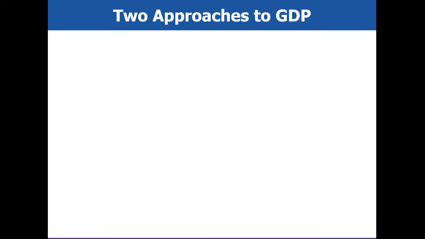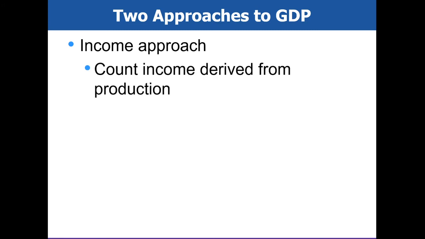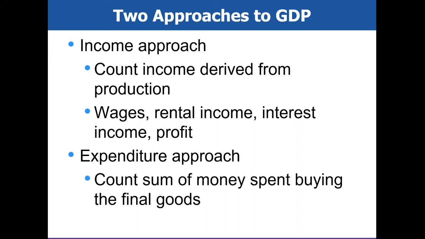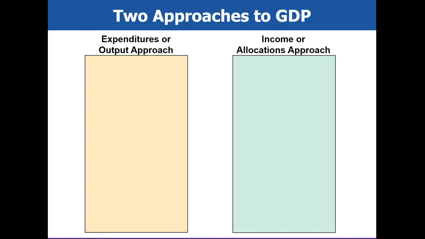All right, we have 2 approaches to do the GDP. We have an income approach, which counts income derived from production: wages, rent, interest income, and profit. I will come back to that. The expenditure approach is the one that we focus on the most, and that the AP really focuses on, which counts the sum of money spent buying the final goods. All right, and then the question is, who buys the goods? So let's look at these approaches, and let's break them down.